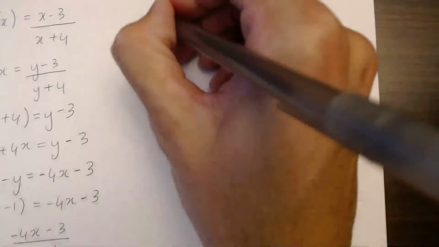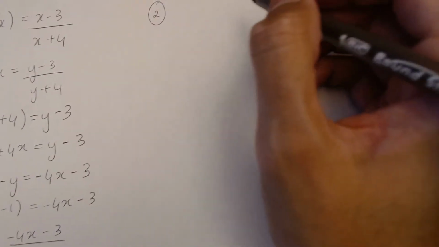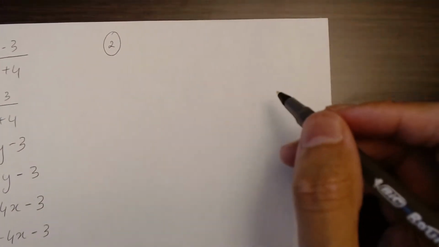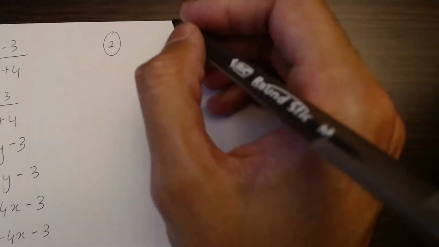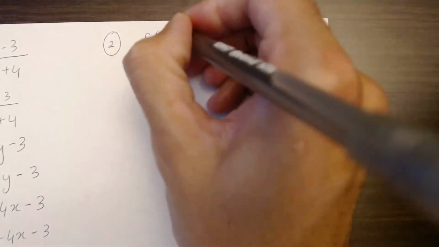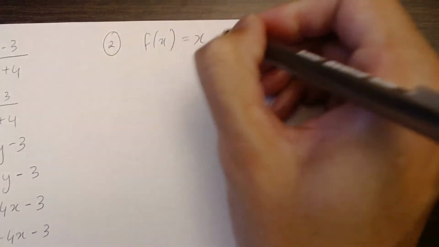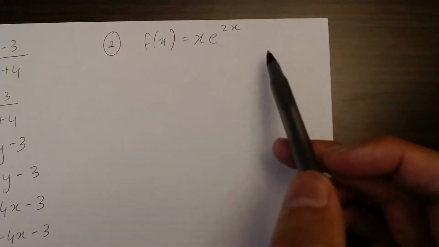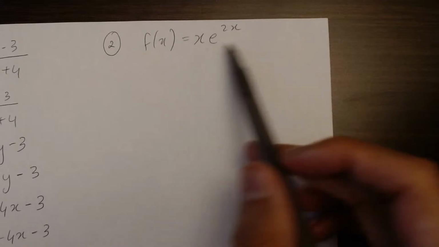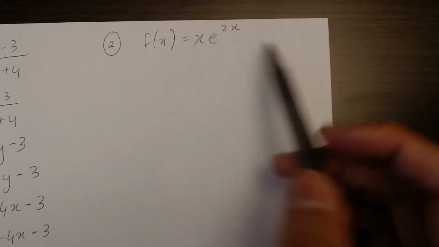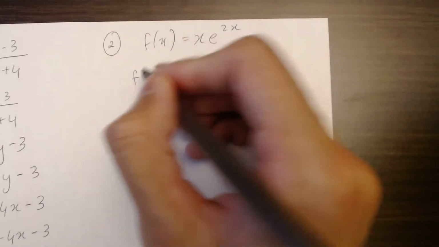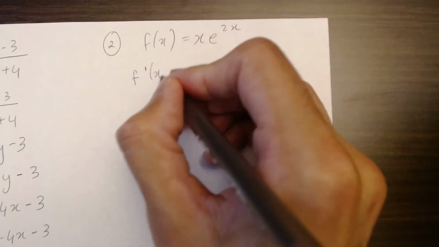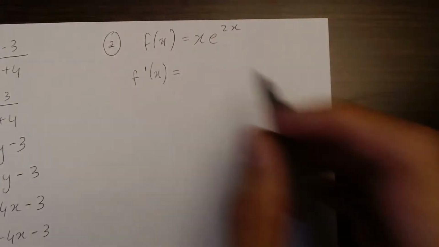For question number 2, I have an equation that is f of x equals x e to the 2x, and I have to find the intervals of concave up. So in order to do that, I have to find my second derivative. Let's start with the first derivative, f prime of x. I'm going to find that using my product rule.